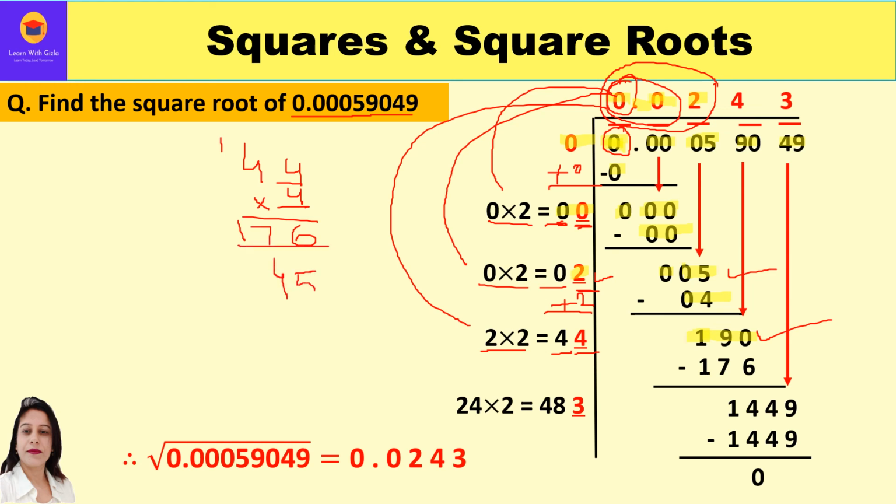Suppose I try with 45. Now let me see what is coming. 5 into 5 is 25. 5 into 4 is 20 plus 2, that is 22. So 225 I am getting, right? So over here 225 will be more than 190. So I will restrict myself to 4. I will say my divisor is 44. I will keep the divisor 44. The quotient is 4 and the product is 176. Find the difference. I will get 14.